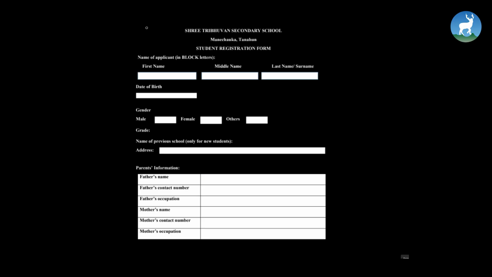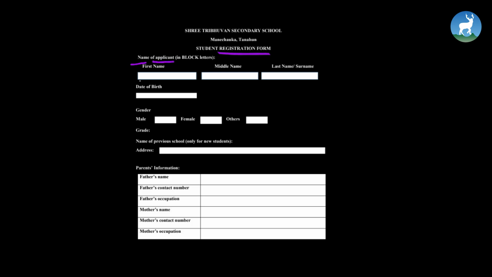Okay kids, let's begin with the writing part. Here we are about to fill in a registration form for the school. A registration form is an information form where people fill in for getting registered at a company or any organization. Here we are doing it for a school because it's a student registration form. Let's begin with the first part, and the first part is filling in the name of the applicant. Applicant is someone who is trying to apply.